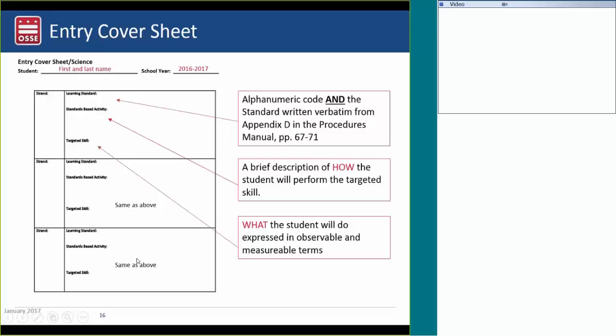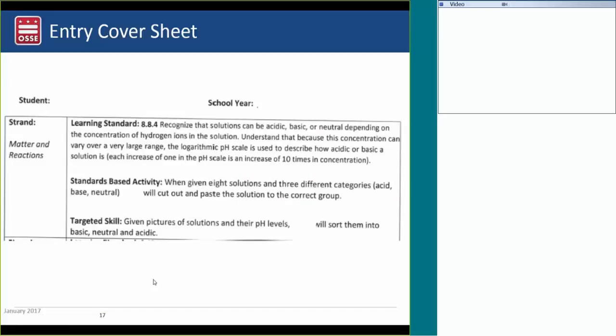Any way you want to do it, as long as this form appears in the portfolio at least once and is complete. All right, here is an example of one that is filled out correctly. The student does have a name. The student's name has been redacted because this is about the form, not about who the student is, and it also protects the student's confidentiality.